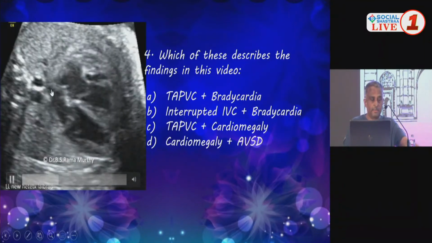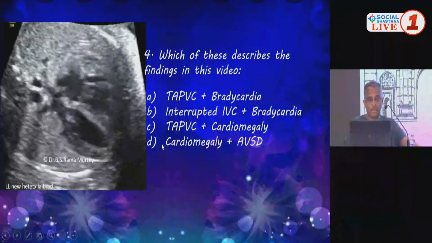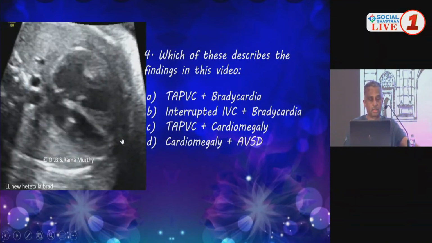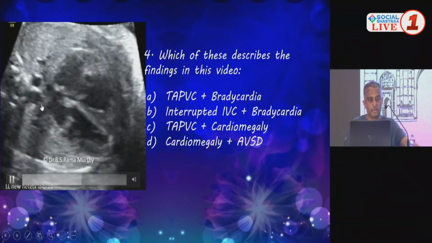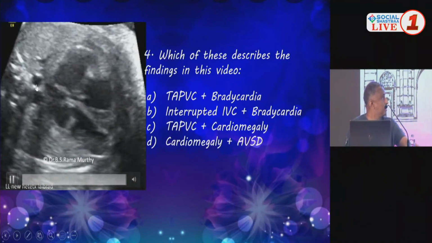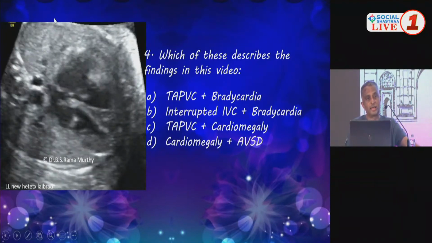Can you see the pulmonary veins are draining into the LA? Yes or no? Yeah, so your TAPVC choices, A and C, go for a toss. And in the same area, you see the descending aorta. To the right of the descending aorta, what is this? The azygous vein, and the azygous vein is normally seen.